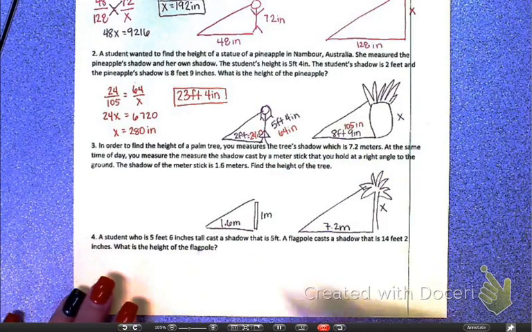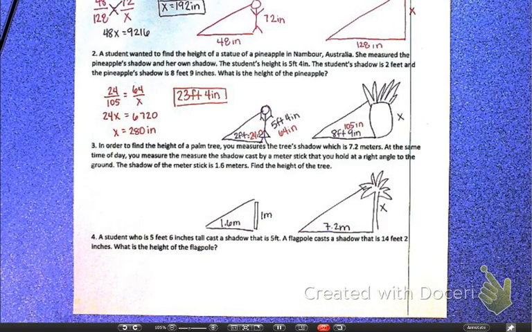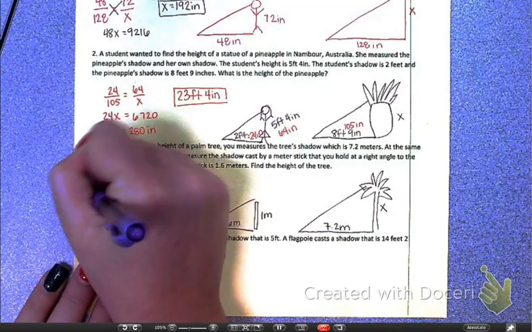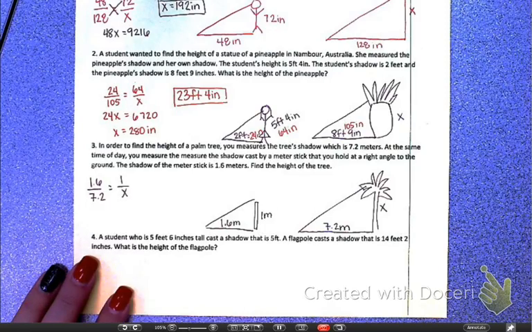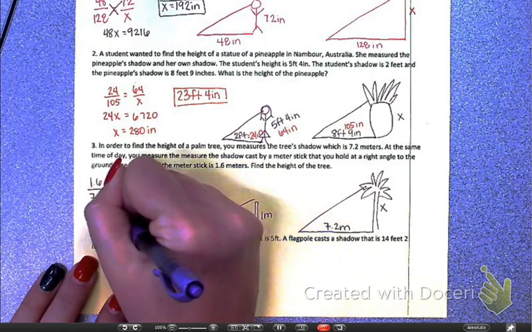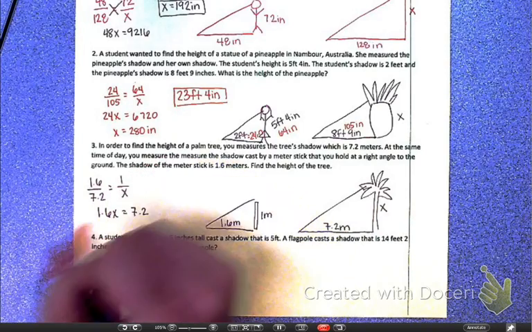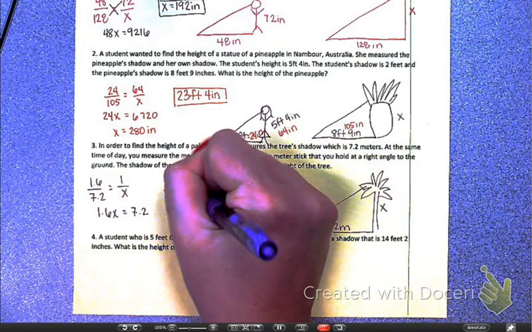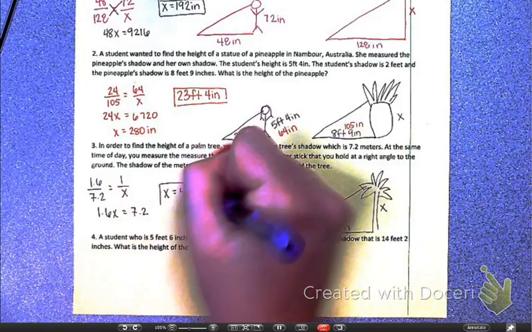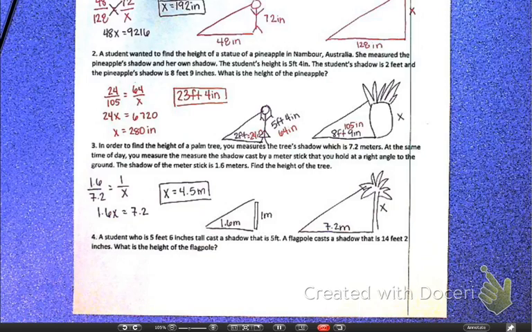You need to make sure you have 3 pieces of information, because if you don't, you can't actually set it up. So shadow to shadow, 1.6 and then 7.2 equals height to height. Cross multiply. 1.6x equals 7.2. 7.2 divided by 1.6 should have given you 4.5 meters. Are we okay with that?